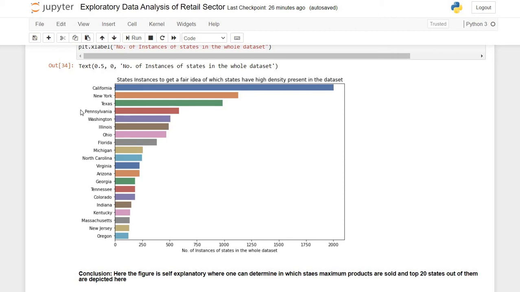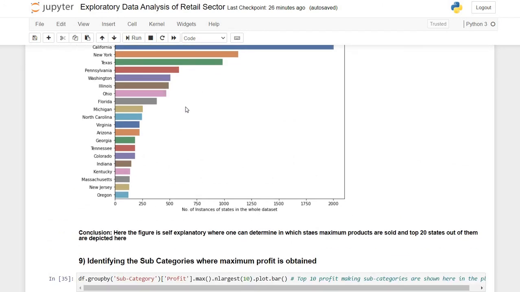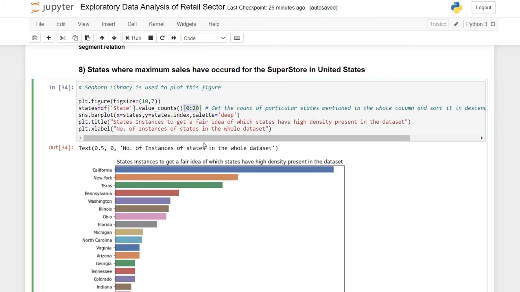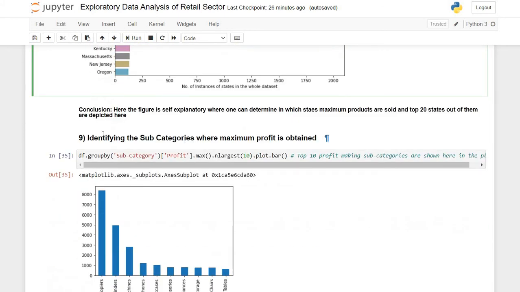Then it will be New York, Texas, Pennsylvania, Washington, Illinois, Ohio, Florida, etc. So the figure is quite self-explanatory, where one can determine in which states maximum products are sold, and the top 20 states out of them are shown here, 0 to 20.